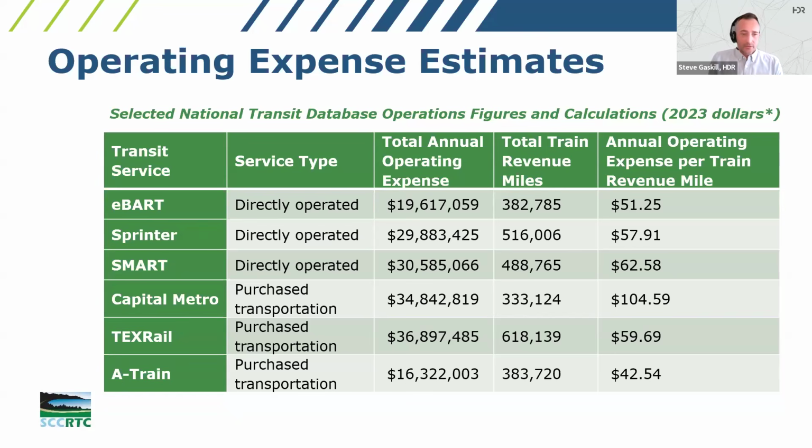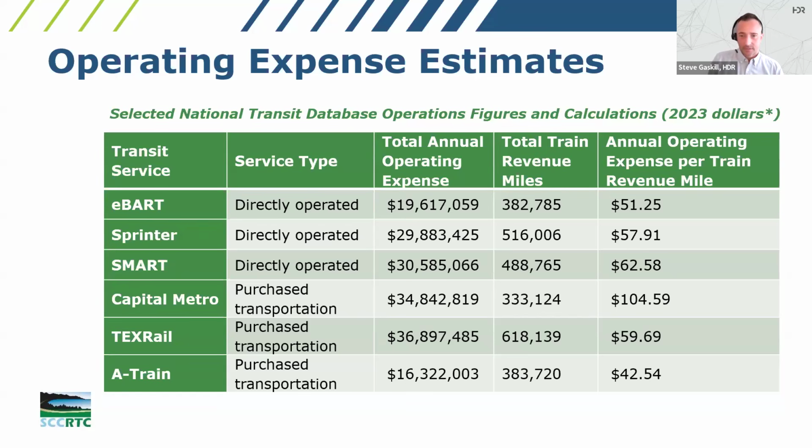So each of these, we determined their total annual operating expense, the total train revenue miles, and then what that operating expense per train revenue mile would be in 2023 dollars because that is the last year that we have data available. One thing to note is that we have a mix of service types here, and I'll explain what these mean. A directly operated service means that the transit provider is also employing and providing the service. So in this case, EBART is employing the train operators and they are running the service.